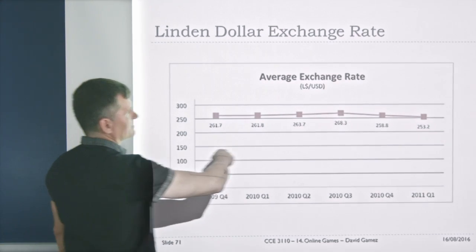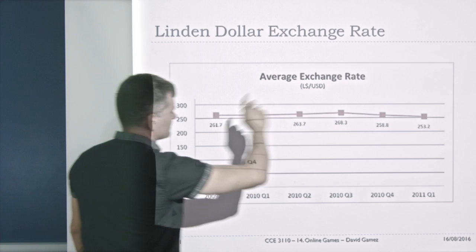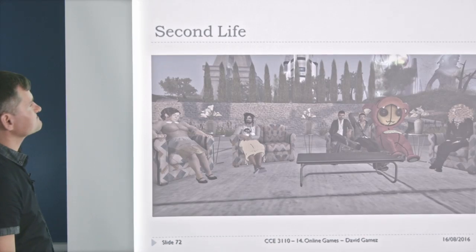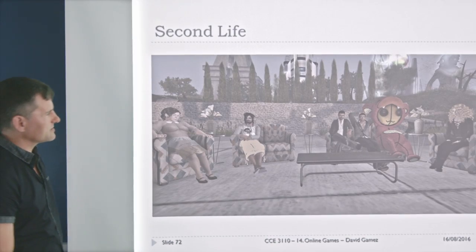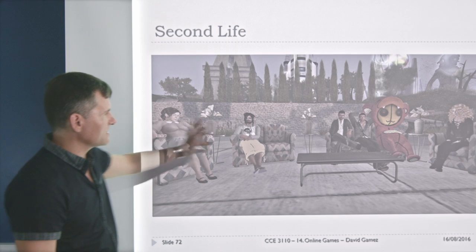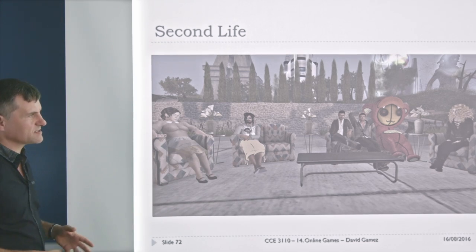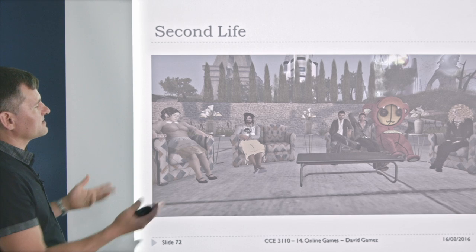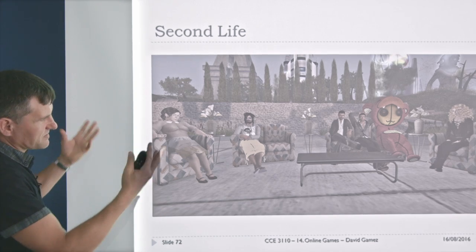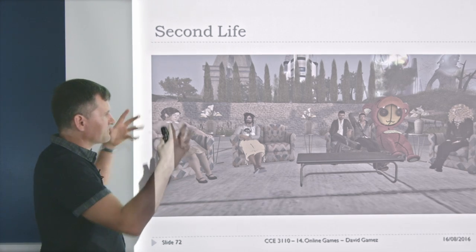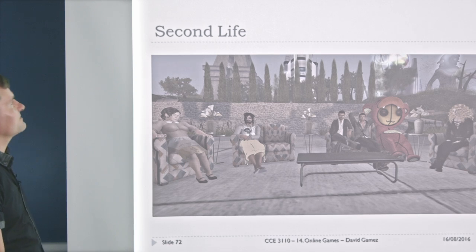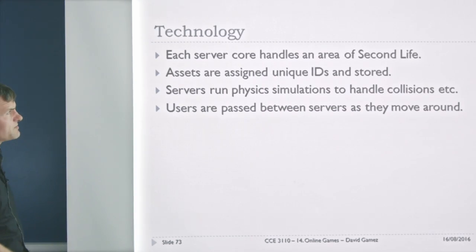So it's like 253 Linden dollars per US dollar. So this is a picture, sort of thing it looks like. People create their avatars, they can move around the environment, and each piece of the environment is managed on different servers, and somehow they've jigged things so that now, as far as I'm aware, you don't have this issue of massive clustering of players within single environments, single parts of the environment.